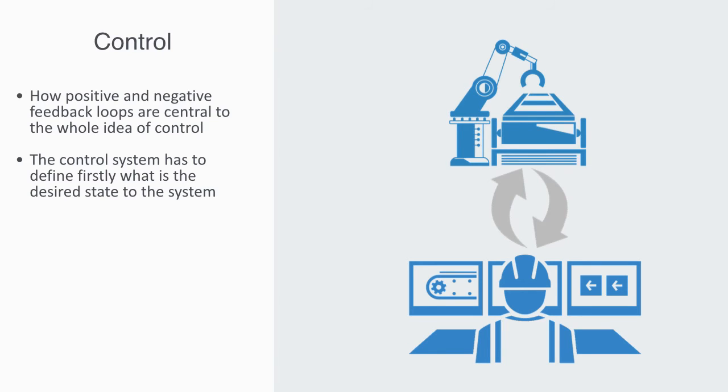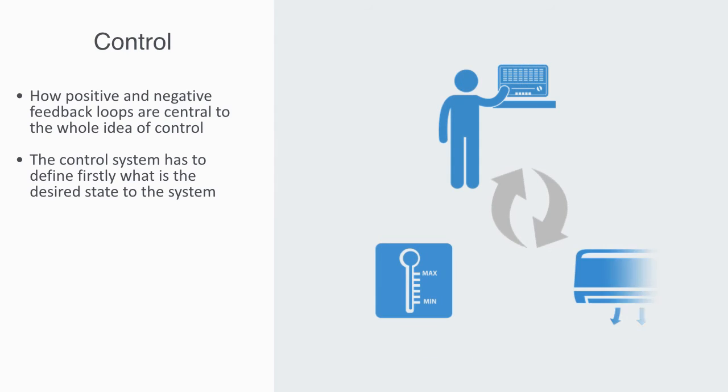Negative feedback is used within centralized control systems of all kind, and it represents goal-orientated behavior. That is to say, the control system has to define firstly what is the desired state to the system. If we want the thermostat to work in our house, we have to set the desired temperature before it will operate.